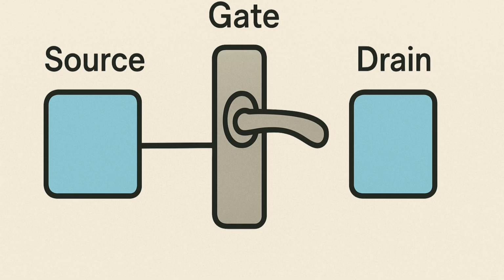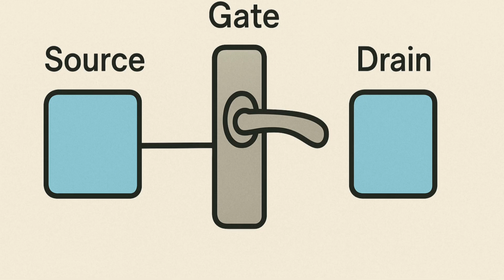If you are using a FET, the names are a bit different. Source, gate and drain. But the idea is the same. The gate is like a door handle, and with just a touch, you decide whether the flow between source and drain should happen or not.